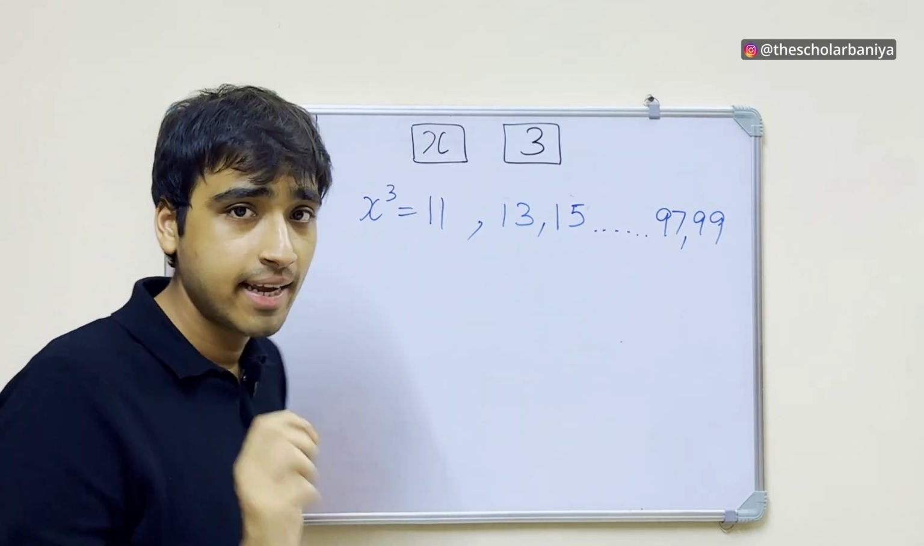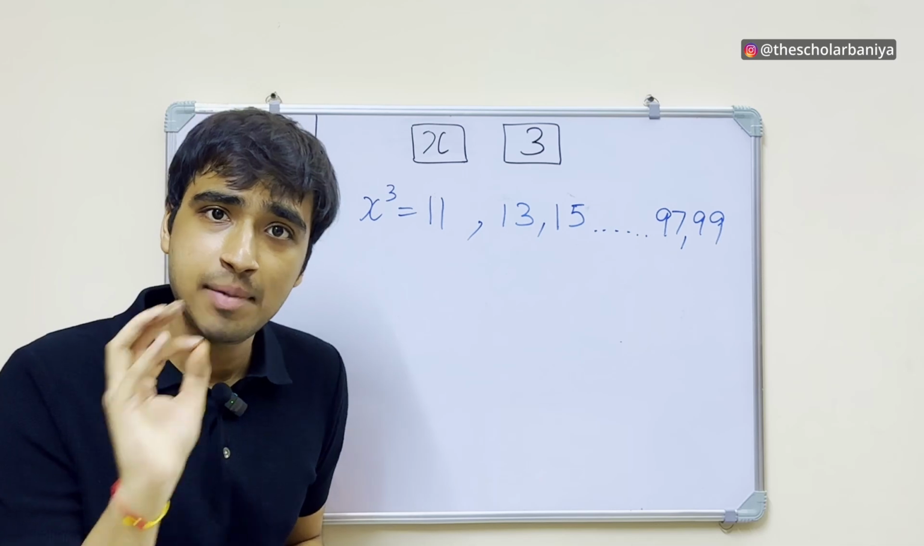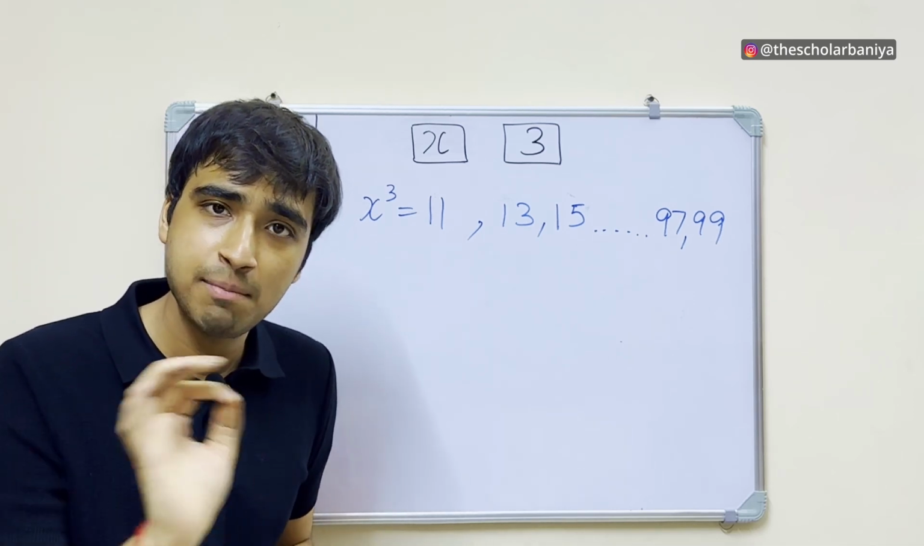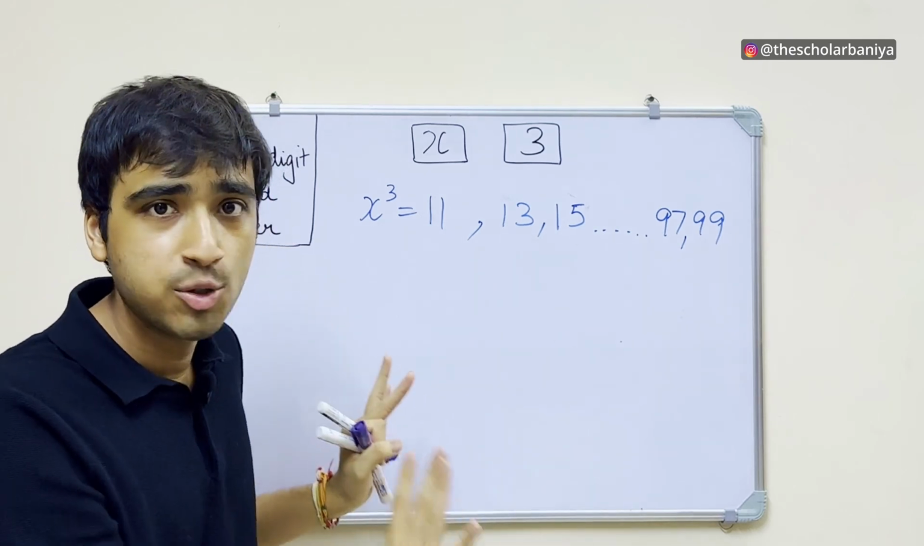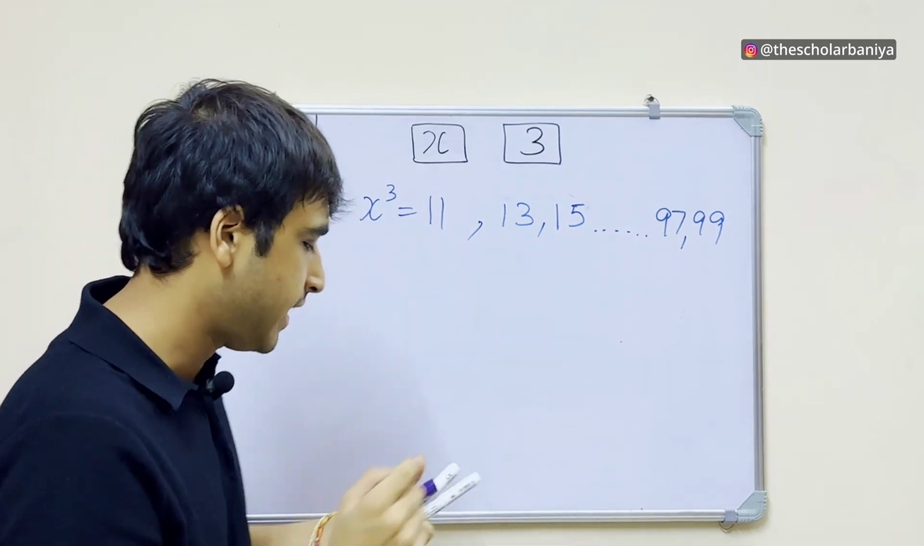Again, we don't know what x is. X can be decimal, x can be fraction, x can be whatever. We are concerned with these values, and these are the possible values of x cube according to the question, right?